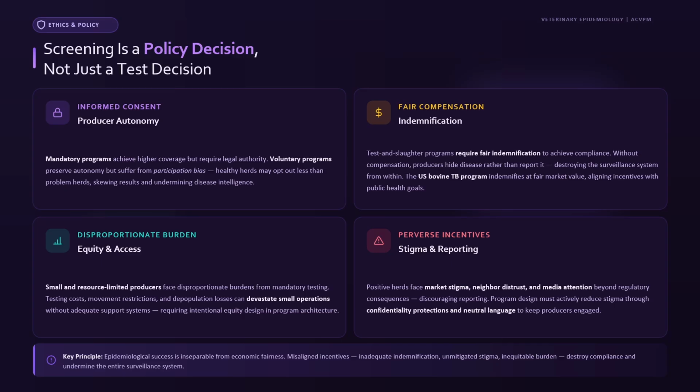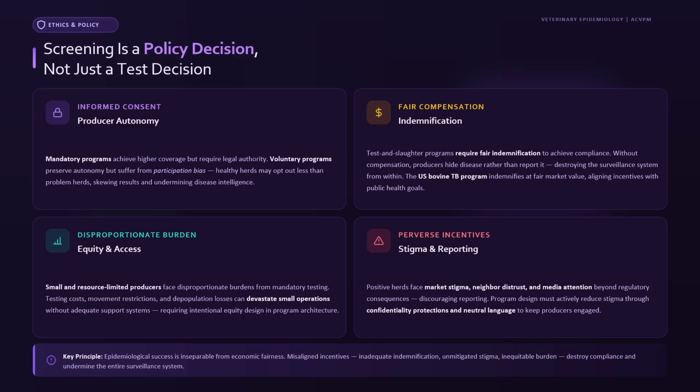Any test and slaughter program depends on fair indemnification. If you ask a producer to destroy animals and don't pay them fairly, they won't comply. They'll hide disease instead, and that destroys the surveillance system from the inside. The U.S. Bovine TB program gets this right by indemnifying at fair market value, which lines the producer's interest up with the public health goal.